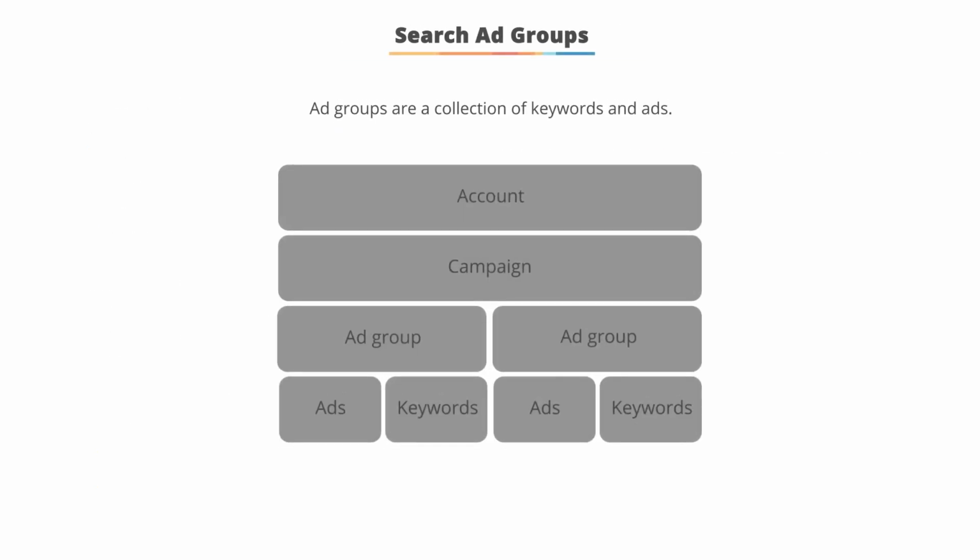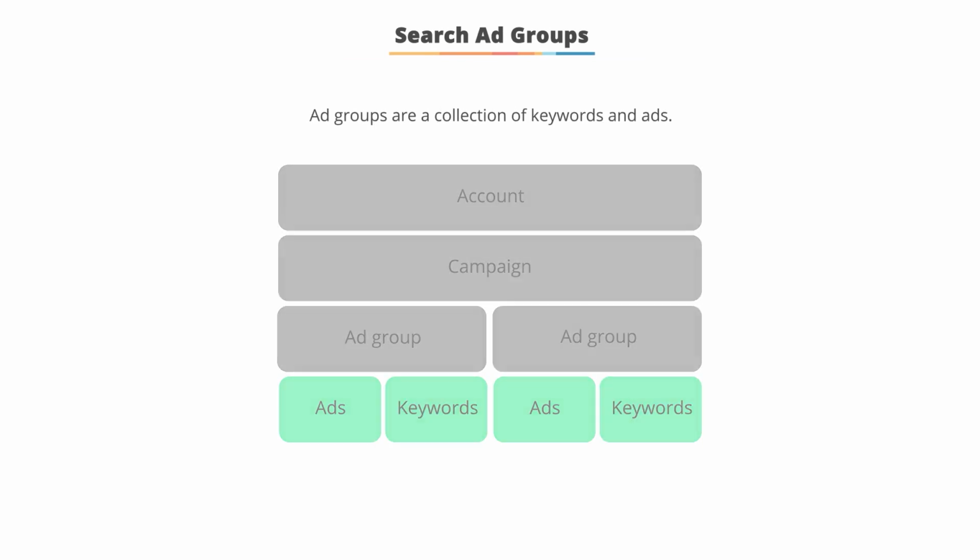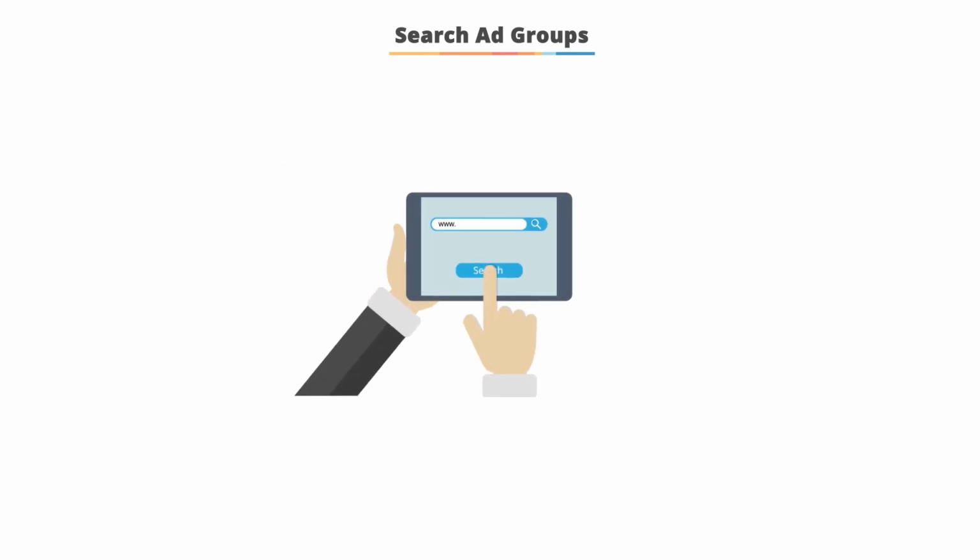Now, ad groups are a collection of keywords and ads, and only an ad from that ad group that contains the same keyword that matched to a search query, right, can be displayed.